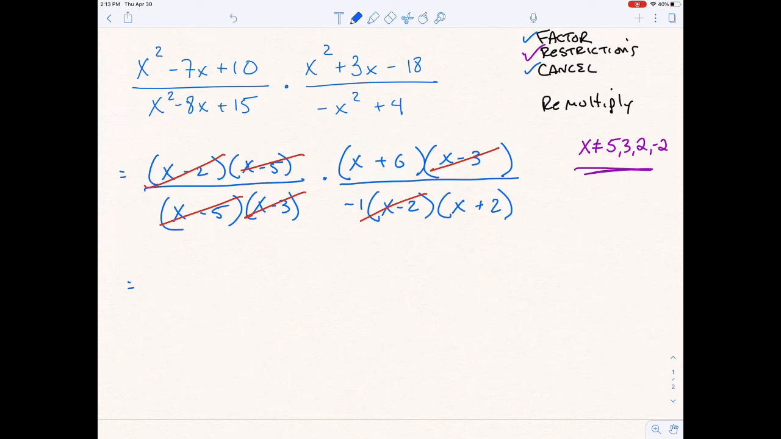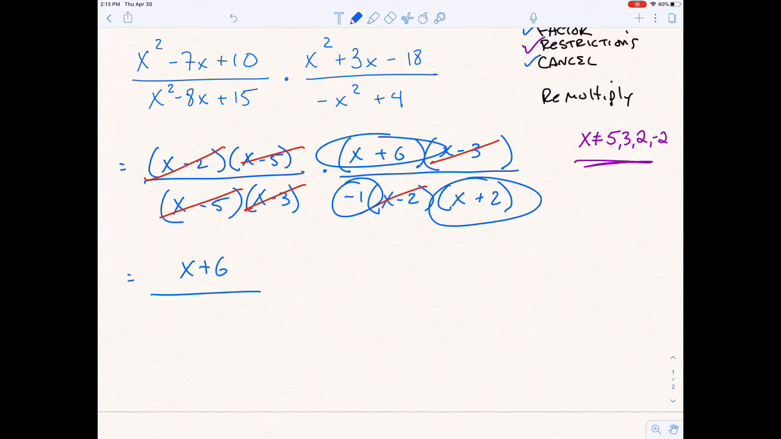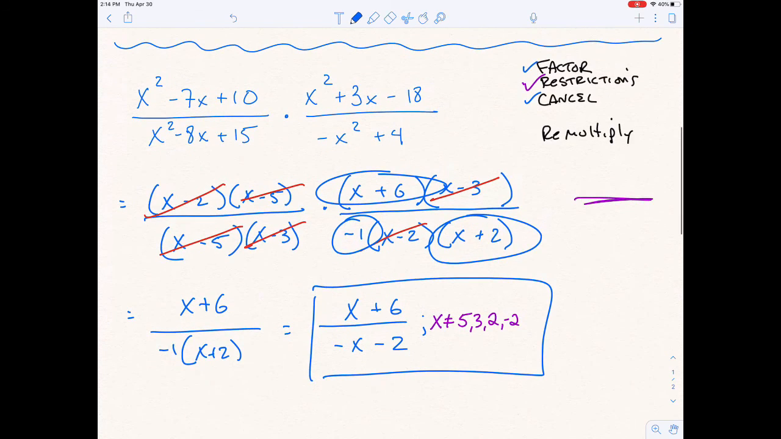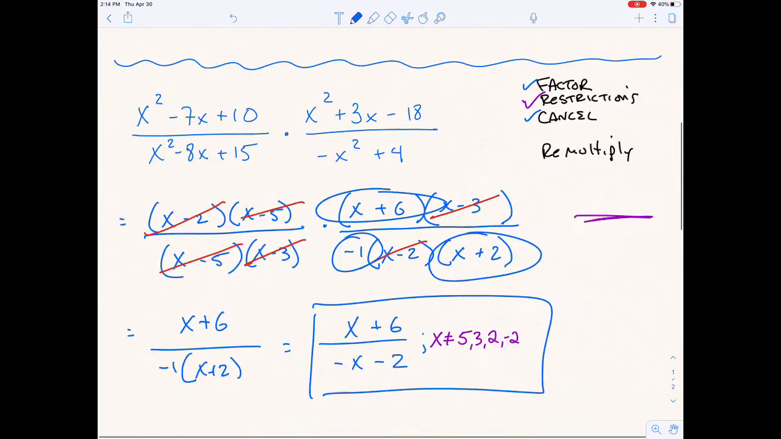And now we're going to remultiply. When I look along the top, the only thing left on the top is x plus 6. There's nothing to multiply it by. There's 2 things left on the bottom. -1 times x plus 2. So I'm going to remultiply that. -x minus 2. And I'm going to put my restrictions. I know they're a different color, but I think we can all live with that. And done. All right, so one more time. You have 4 steps: factor, restrictions, find your cancellations, and then remultiply.